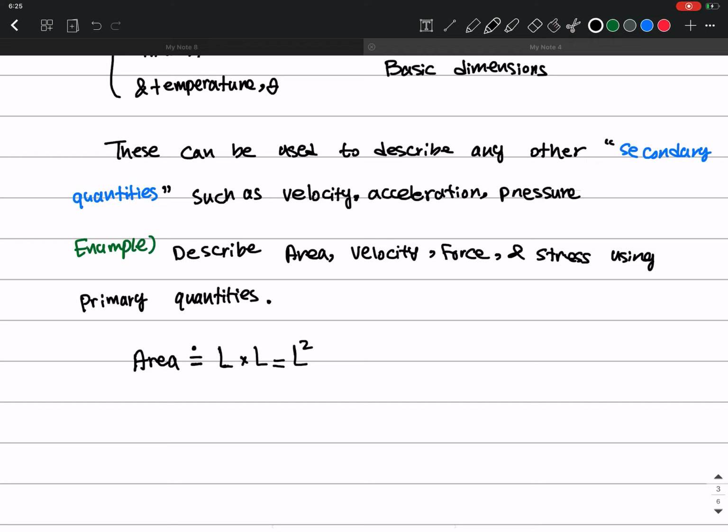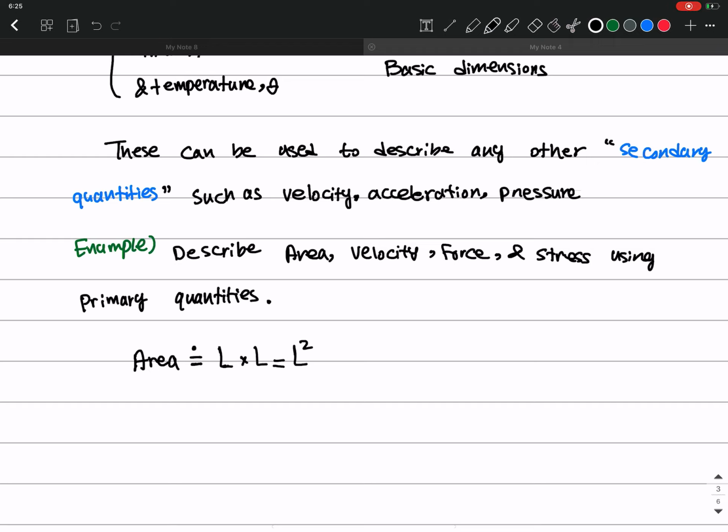Okay. How about velocity? Velocity, or V, we can show it as what? It is meter per second, right? That is the unit. So in terms of dimension, that would be length over time, right? So I can show it with L over T, or L T minus 1.